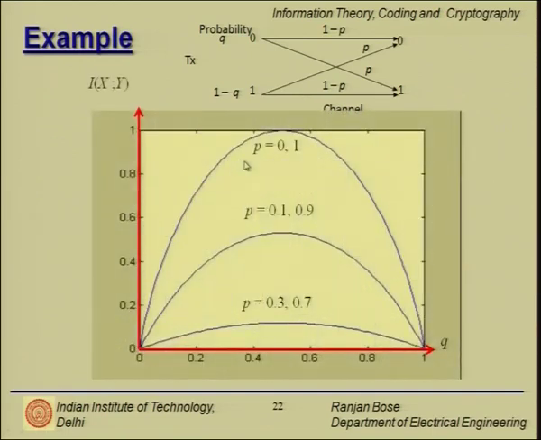Now, if I am excited about I x semicolon y, which is nothing but the average mutual information over this channel, I get the following curves. Again, the x axis is q and the y axis is I x semicolon y. For p is equal to say 0.3 or 0.7, you will realize that whether you flip it to p or 1 minus p, you get similar results. The I x semicolon y increases with q, reaches a maximum and goes down.